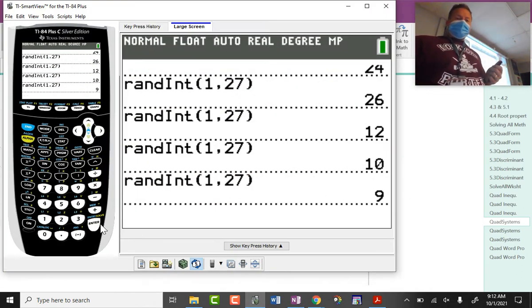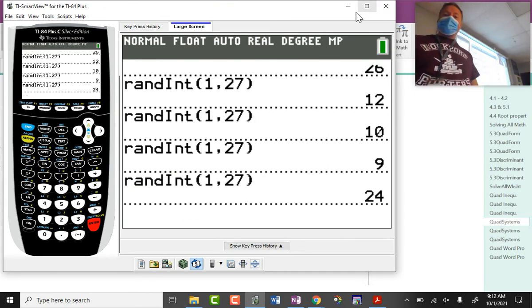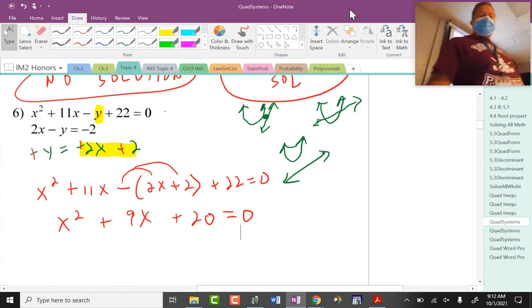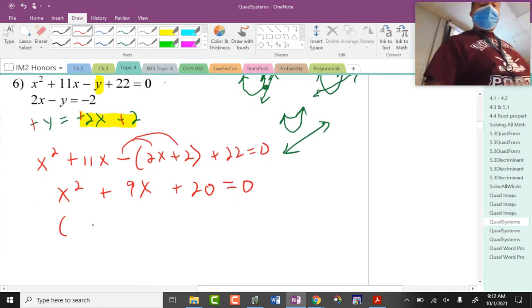Okay. You should be happy if you get picked on this one. Student number 24, putting you on the spot. That is you, Haley. What multiplies to 20 and adds to 9? So that means x plus 5, x plus 4.